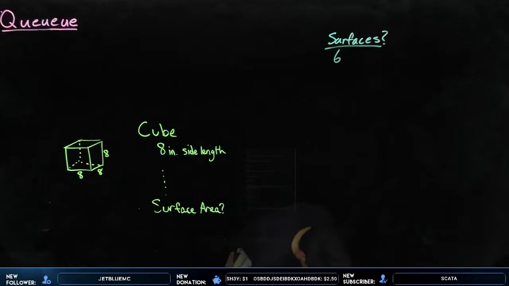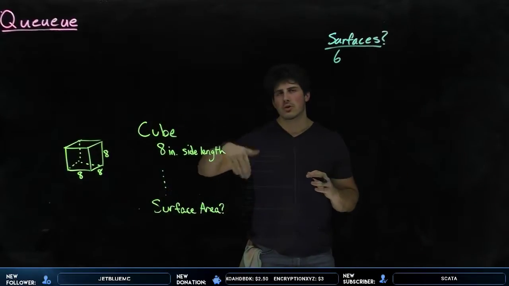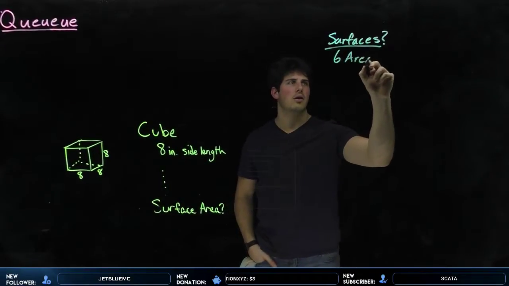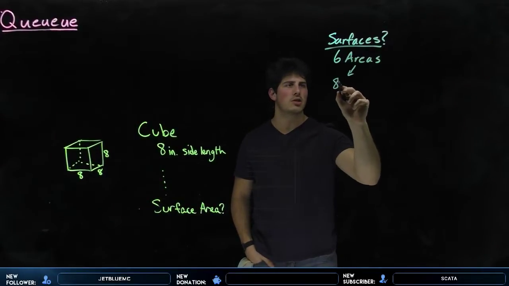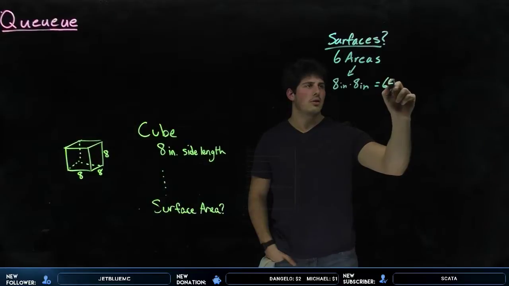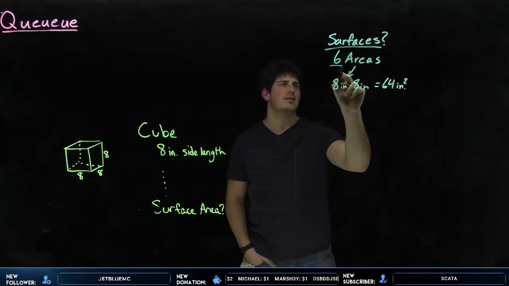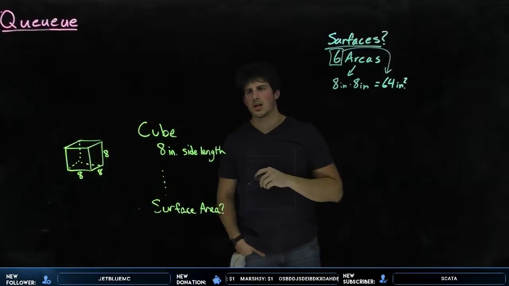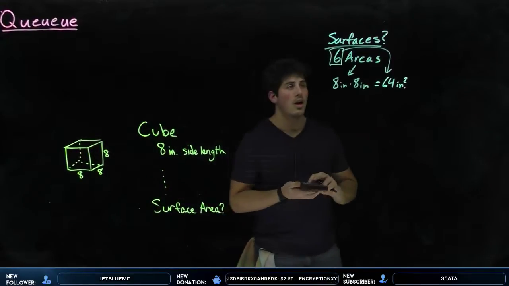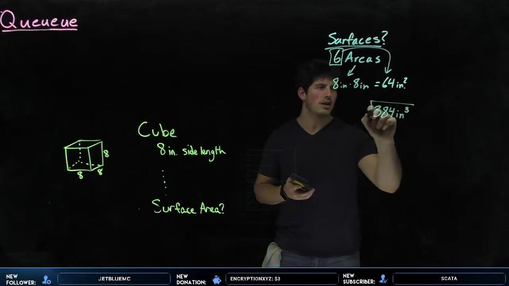Now, what we want to do is take the summation, or add up all of the areas for each of those sides. So I want 6 areas, okay? And those areas are going to be 8 inches by 8 inches. So that's going to give me 64 inches squared. And then what I want to do is multiply that by 6 because there are 6 of those. For this, it's going to be 360 plus 24, 384. Let me double check that. 64 times 6, yes, 384 inches squared. That's going to give me my surface area.